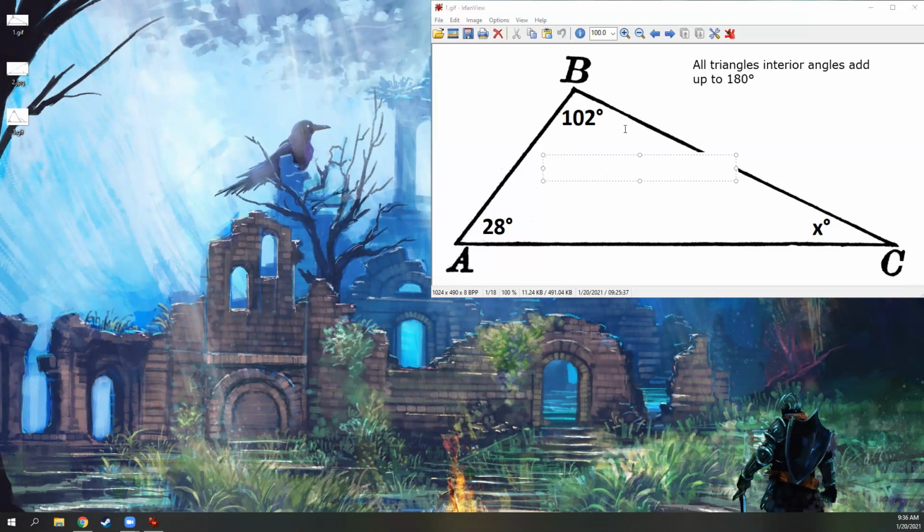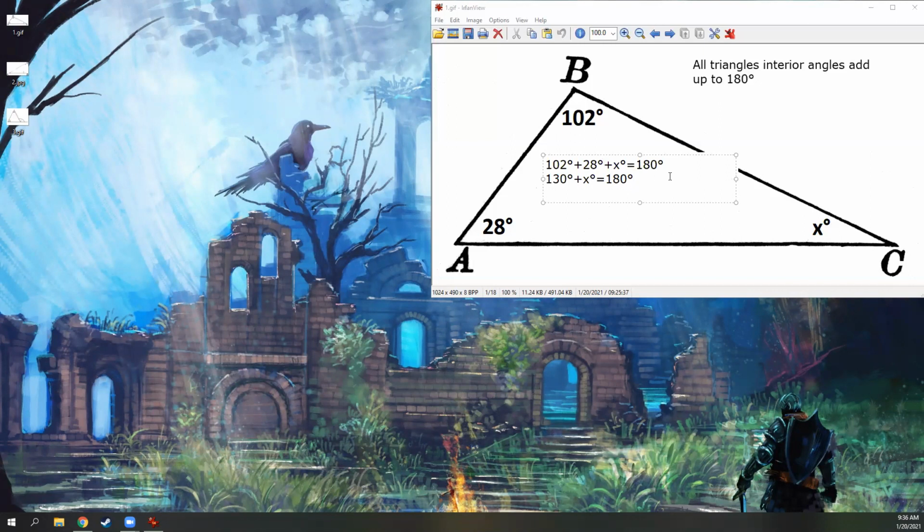So we're going to add these angles up. 102 plus 28 plus x equals, it has to equal 180 degrees. So, you do what you can on one side, right? You get 130 plus x. I haven't done any of these questions, so I'm just doing them off the top of my head. So 130 degrees plus x degrees equals 180.